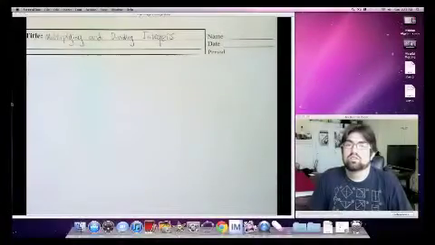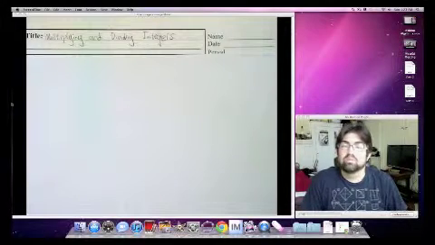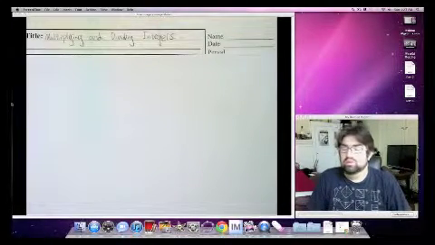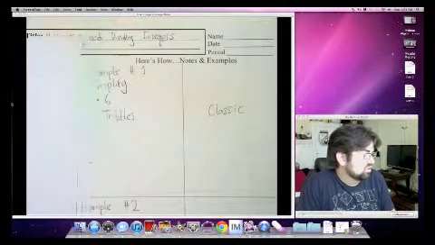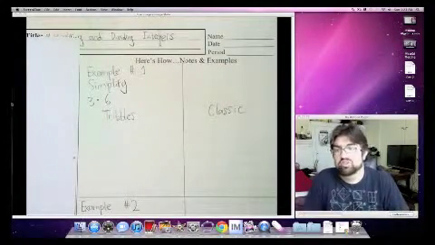Hi, this lesson is going to be on multiplying and dividing integers. We're just going to jump right in with the basic idea of what it means to multiply. A simple question, which is our first example, would be: what is 3 times 6?